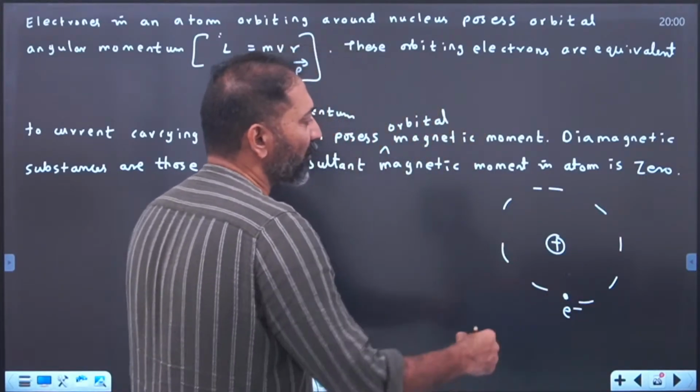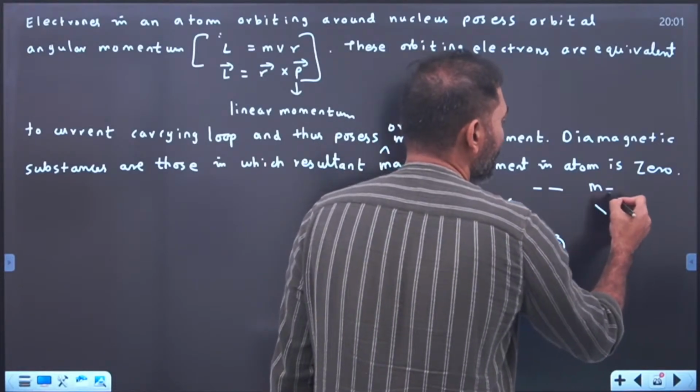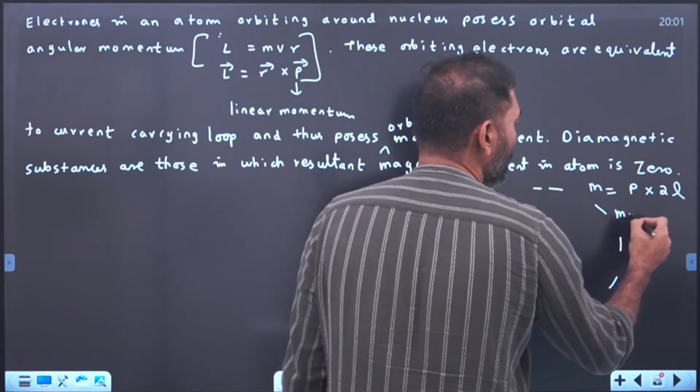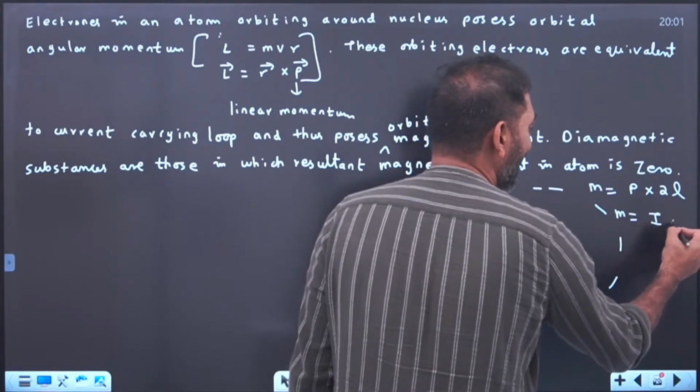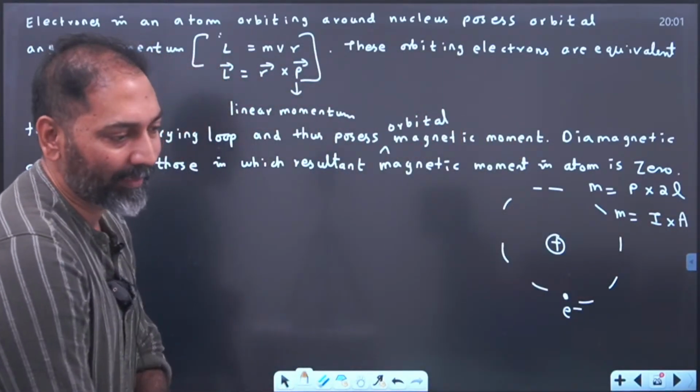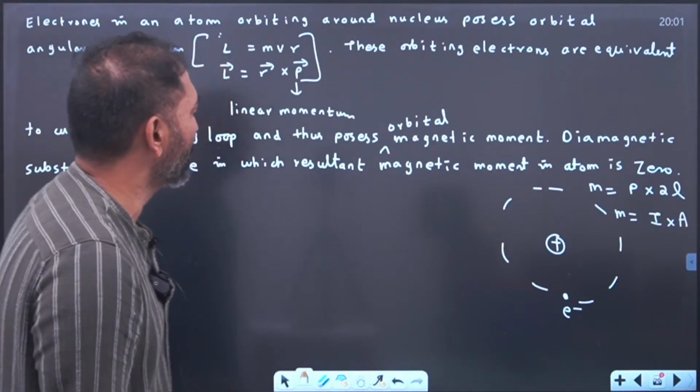So for magnetic moment, we have two equations. One is pole strength into distance between the poles. The other equation, magnetic moment M is equal to what? IA. I hope you know that equation. M equal to current into area. We have two equations for magnetic moment.